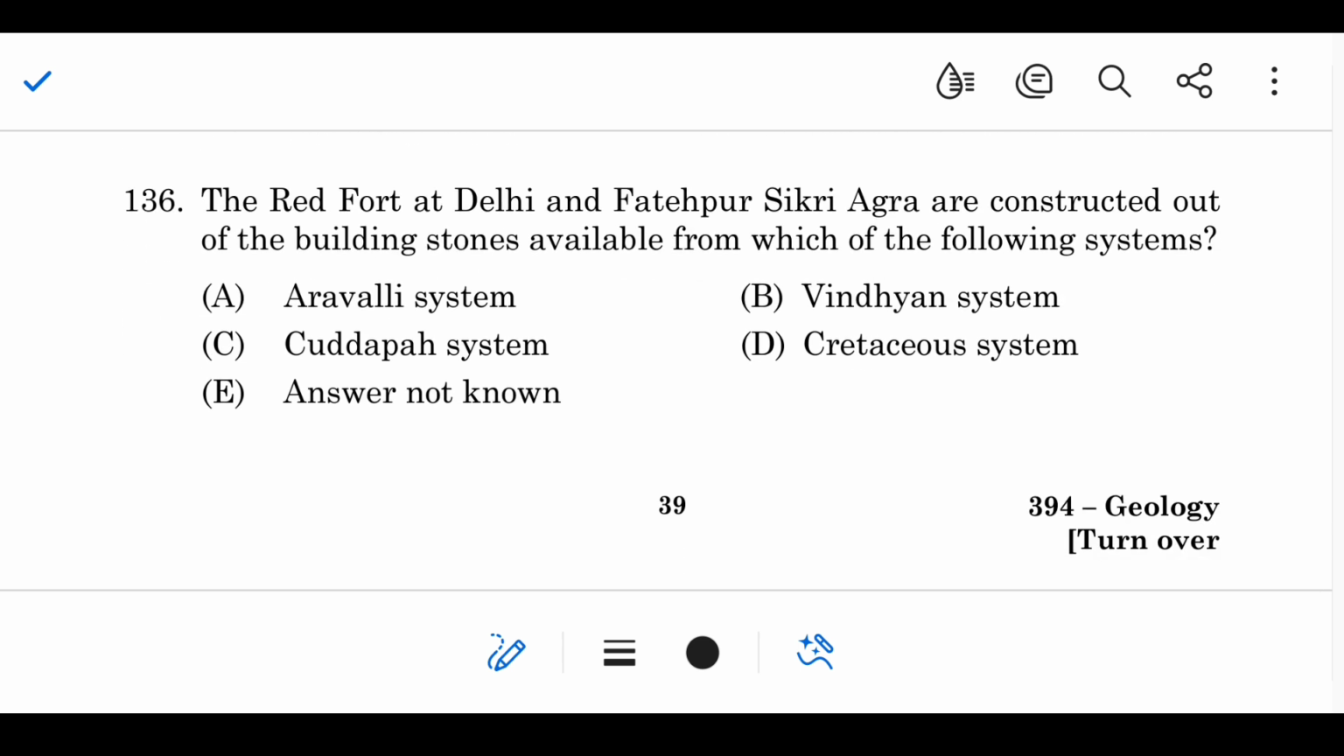Next, 136. Red Fort at Delhi and Fatehpur Sikri were constructed out of the building stone available from which of the following systems? It is the Vindhyan system.